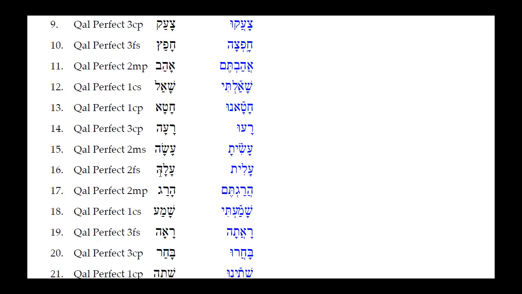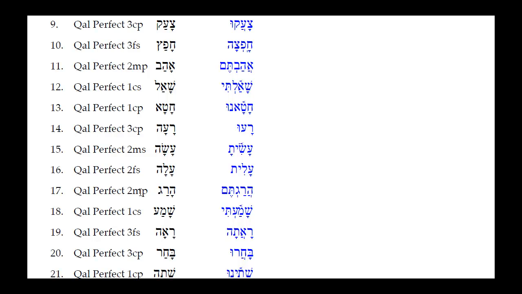So we know the hey drops out. The hirik yod takes its place with a tav there. Of course, the dagesh lene drops out of both of these because it's following a vocal vowel. And that's very common in the third alef and the third hey verbs. Number 17 is actually number 16, she or you feminine went up.